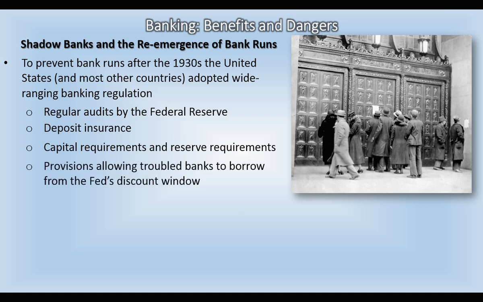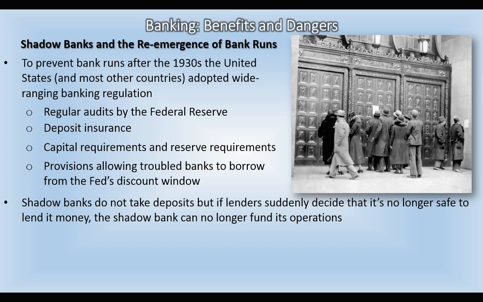There's also deposit insurance, as I mentioned, the FDIC, capital requirements and reserve requirements as well. Provisions allowing troubled banks to borrow from the Fed's discount window. So we talked about how banks can borrow directly from the Federal Reserve Bank via the discount window at the discount rate, which is the other interest rate that the Fed affects besides the federal funds rate. The federal funds rate is the rate that they're targeting when they enact monetary policy, and it is the rate at which banks provide overnight loans to each other in order to meet the reserve requirements they need.